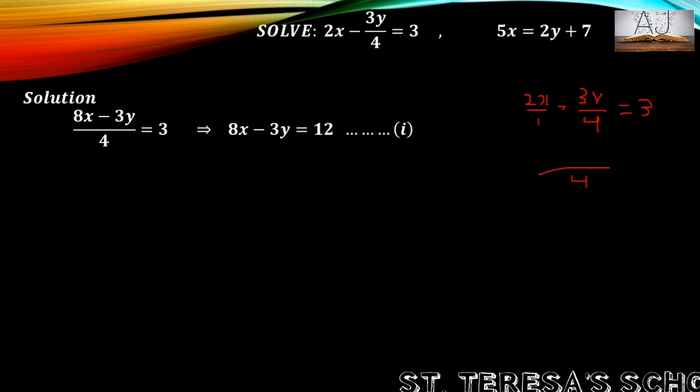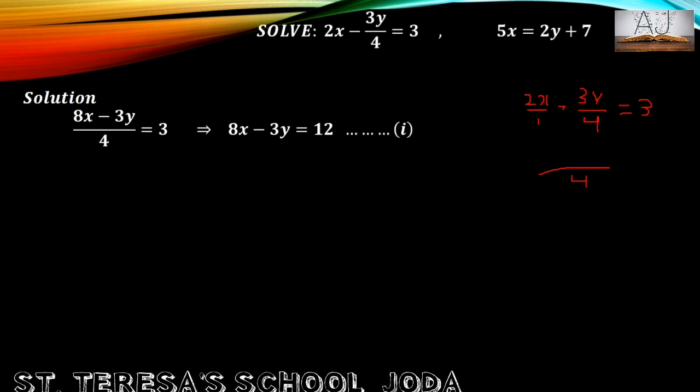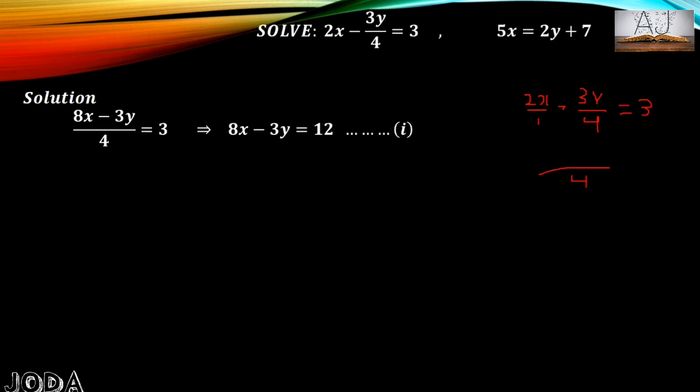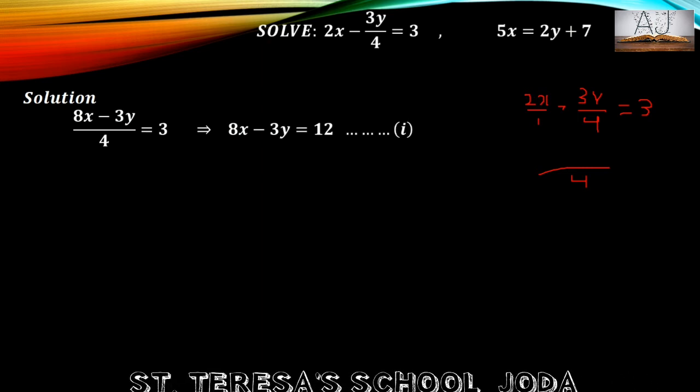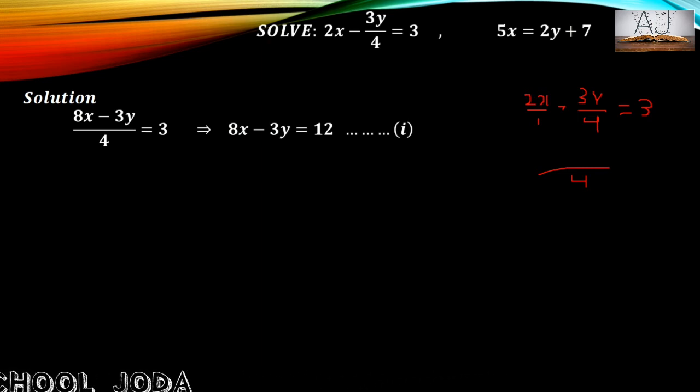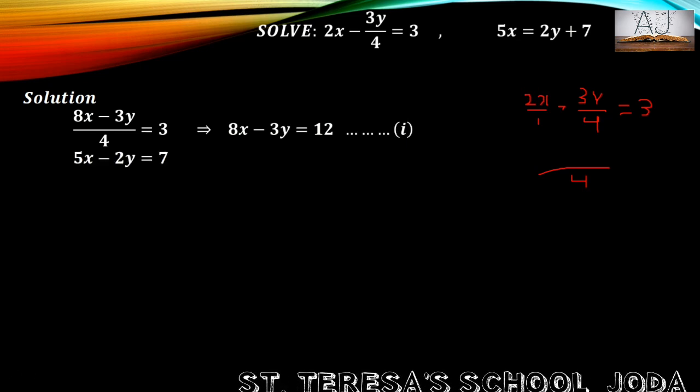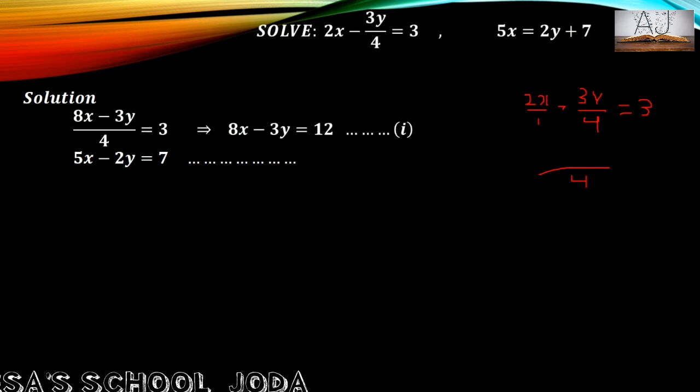That is what I have written on the left hand side. You can see 4 divided by 1 is 4. So 4 into 2, it becomes 8x. So I will write there 8x. LCM of 1 and 4 is 4. 4 divided by 1 is 4, and we get 8x. So that is what is written, okay?